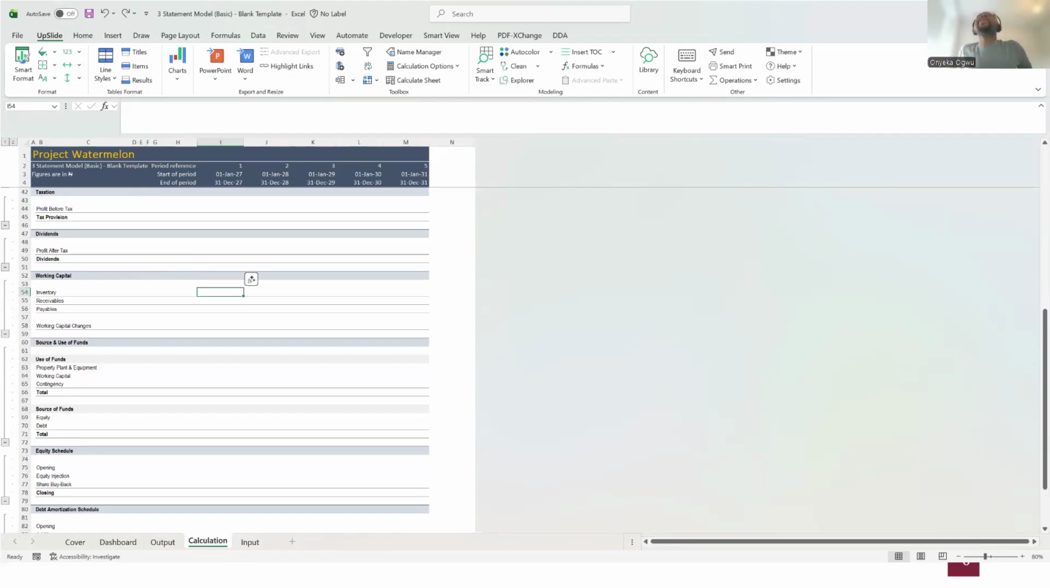Now, working capital is pretty much the money you use to trade. Working capital means the capital you have available for trading, for working. That's it in layman's terms. The three elements of working capital are inventory, receivables, and payables, and they all relate to the cash flow. And I will explain.